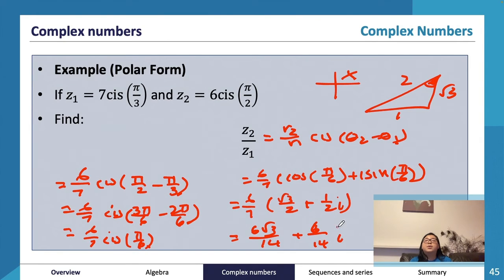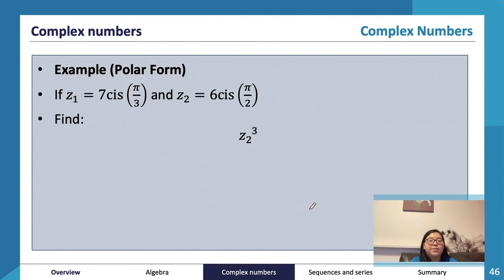And we can simplify that down a little bit more, so we get 3 root 3 over 7 plus 3 over 7i. And we probably could have cancelled out the 3 up there as well, but it's fine either way. But just make sure to cancel it.